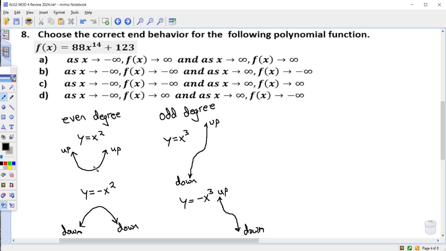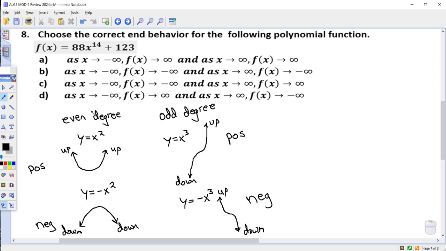Right, notice that this y equals x squared was positive. It had a positive coefficient, because we know if we put a negative in front of that lead term, that's what flips the graph upside down. All right, so this was positive, and this was negative. Same with these cubics that I wrote over here. This was positive, and if it was negative, we'd flip that upside down, giving it the opposite end behavior.